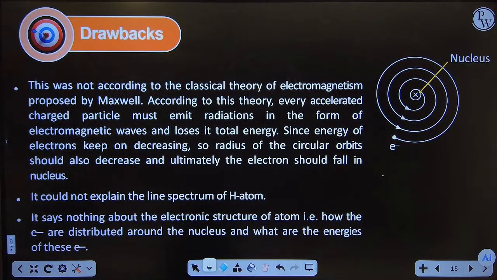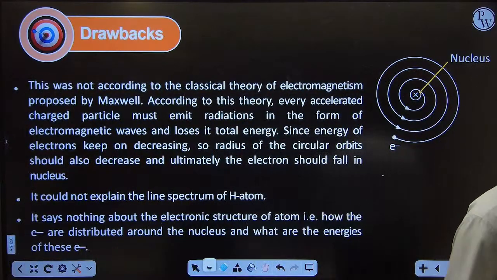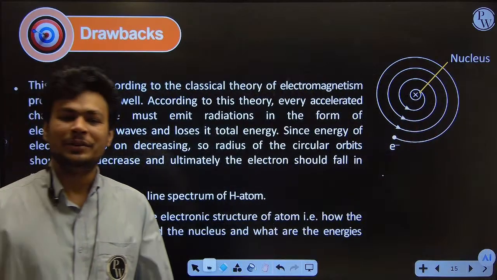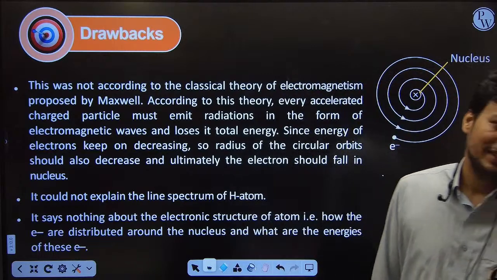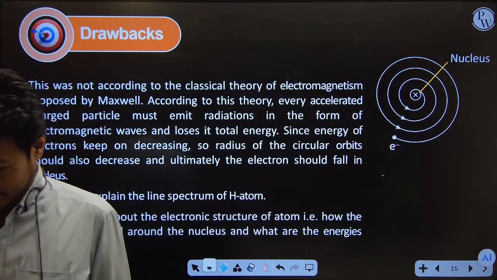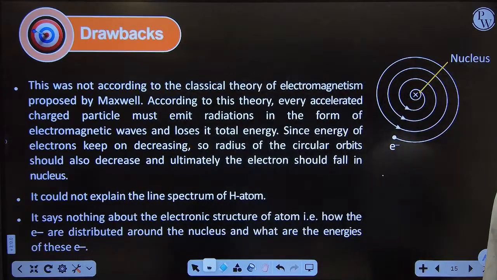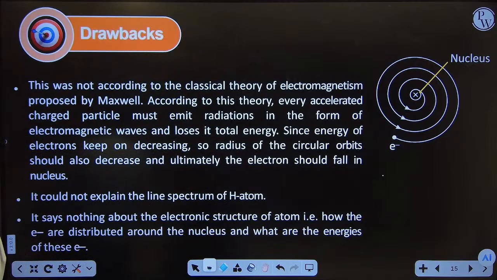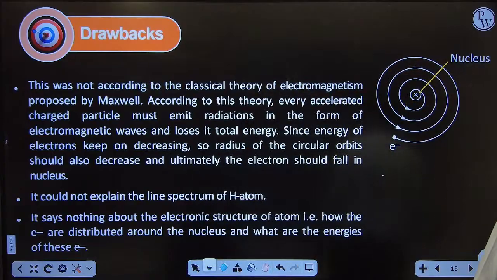Now, the last part of this topic, drawbacks. So what is the drawback? The biggest drawback is that the Rutherford nuclear model of atom cannot explain the stability of the atom. There was this guy named Maxwell. What did Maxwell say? Maxwell said if a charged particle is moving, under acceleration, it will emit electromagnetic radiation.